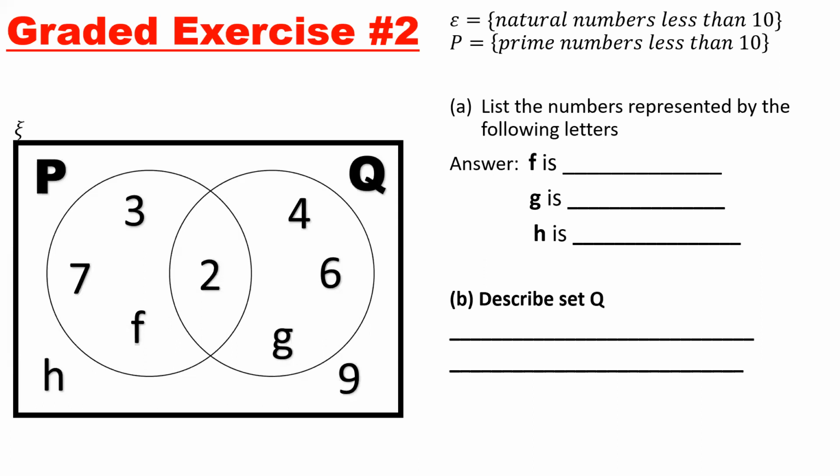All right, so write this down. Natural numbers are whole numbers beginning at 1. Natural numbers are whole numbers beginning with 1.